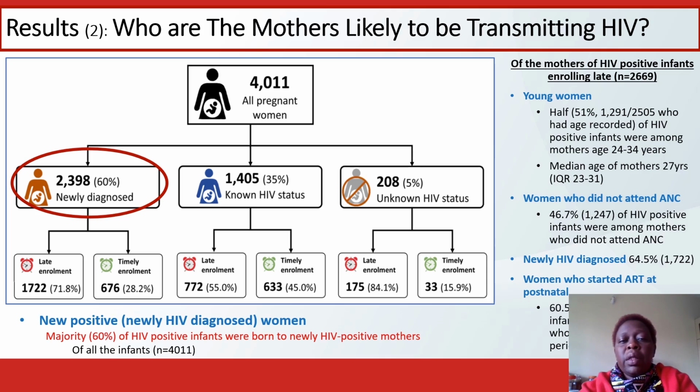Secondly, we looked at the mothers of the HIV positive infants who enrolled late, and these were the 2,669 infants, and we found that 51% of them were born to young women aged between 24 and 34 years. 46.7% did not attend ANC. 64.5% were newly diagnosed HIV positive mothers, and 60.5% were initiated on ART at the postnatal period.